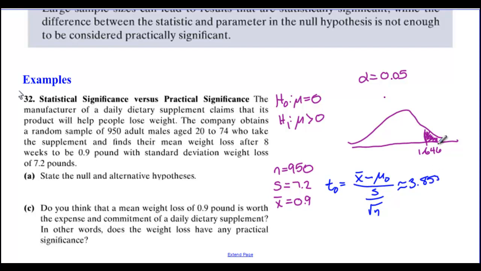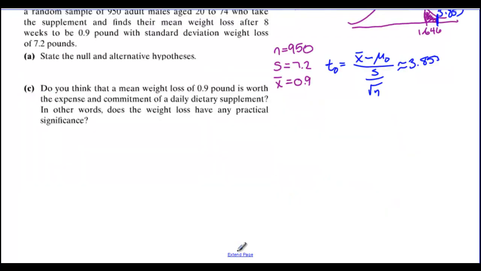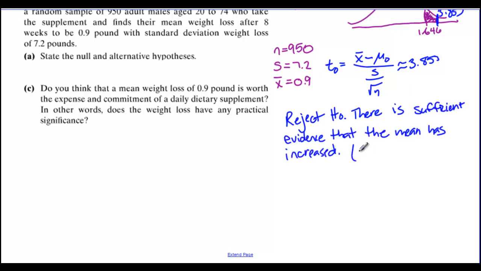So indeed, this is going to fall into the critical region. So it's falling into the critical region, which means we're going to reject the null hypothesis. So reject H naught. There's sufficient evidence that the mean has increased. So that implies that it did indeed work.